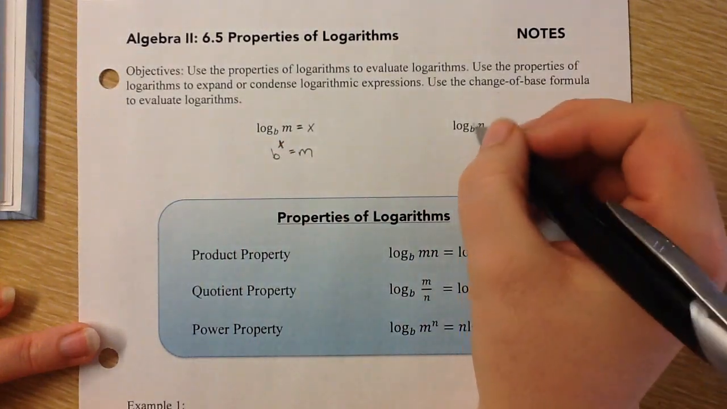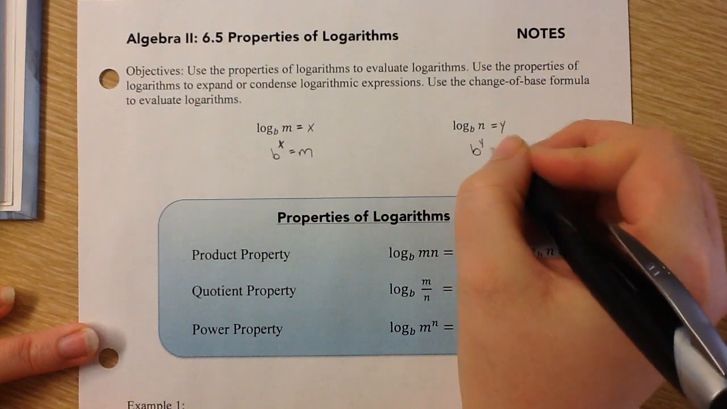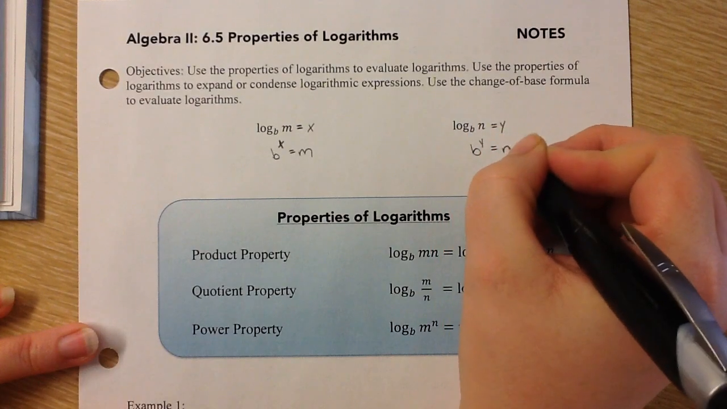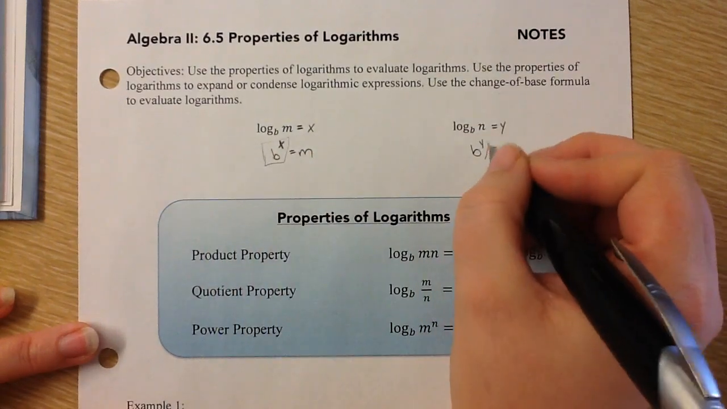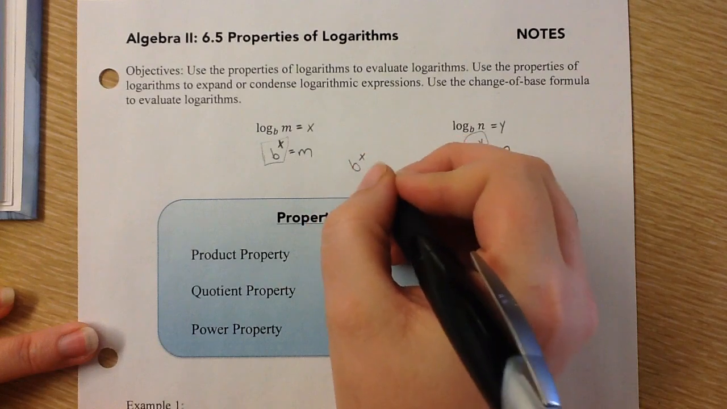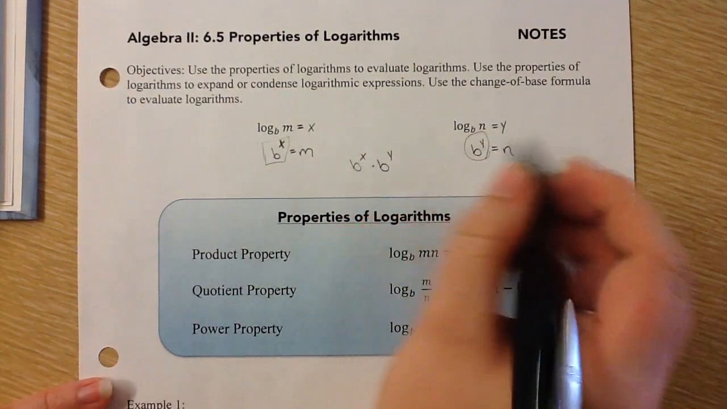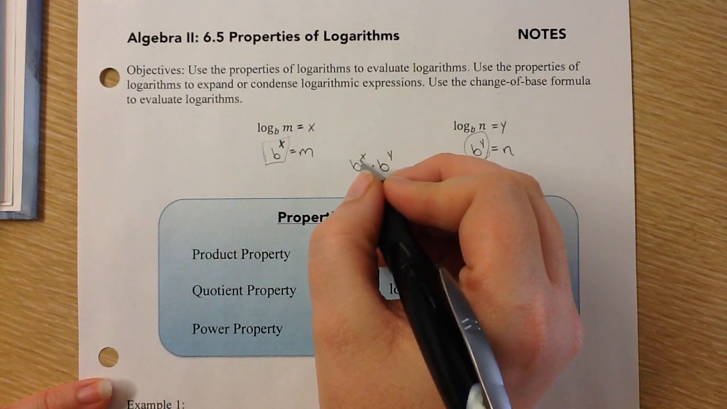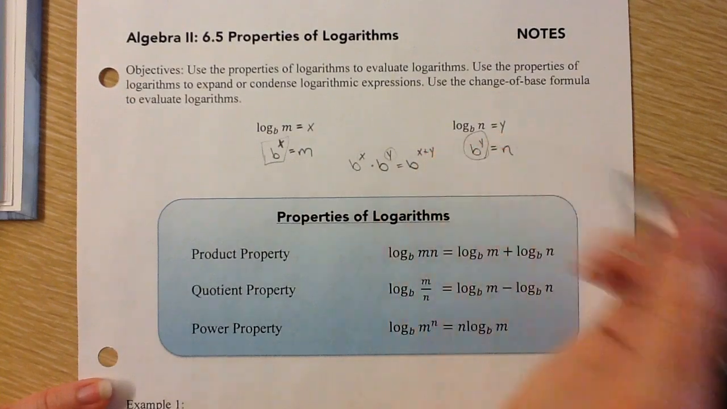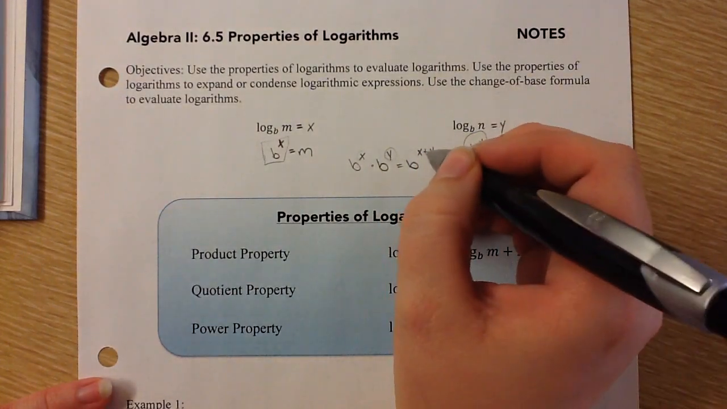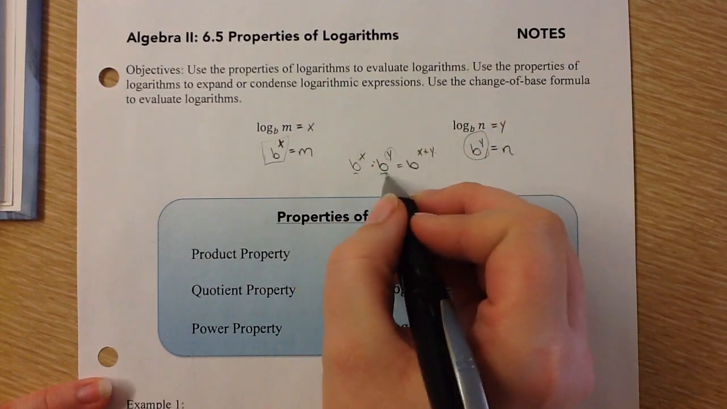And here, log base b of n equals y. So we'd have b to the y equals n. If I multiply these two, b to the x times b to the y, what we end up doing is taking the exponents and adding them. It ends up being b to the x plus y. That was a property of exponents: we add the exponents when we're multiplying with the same base.